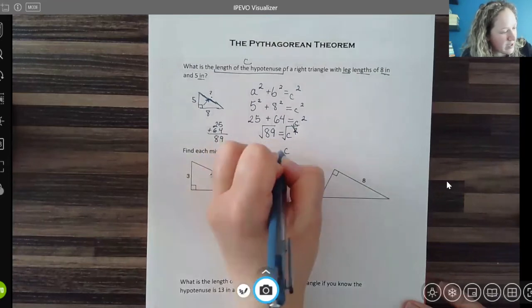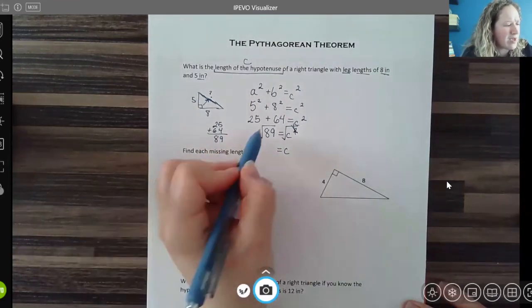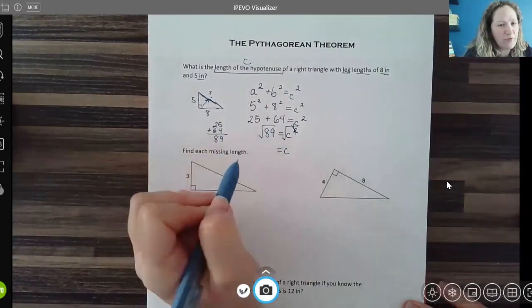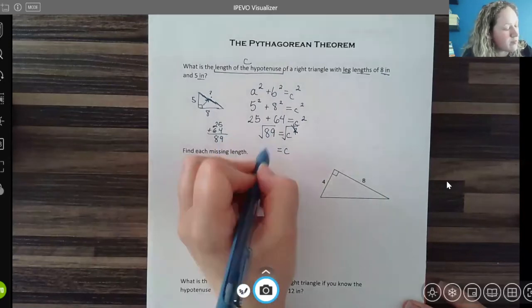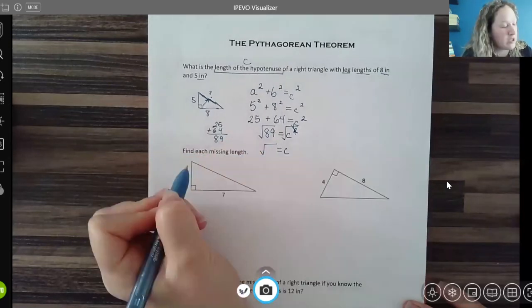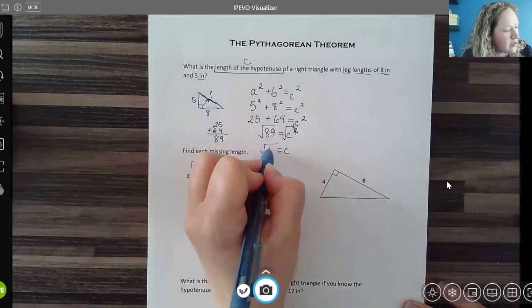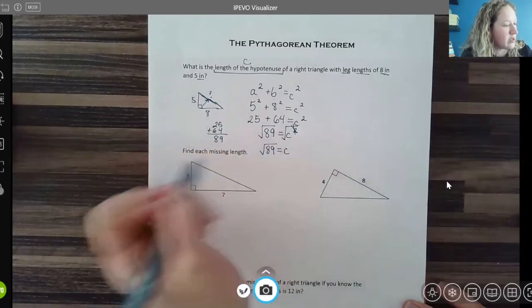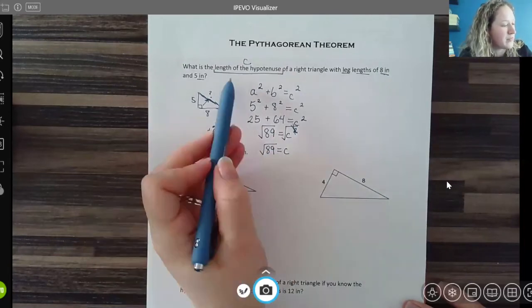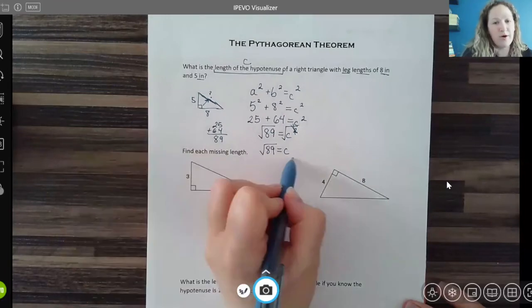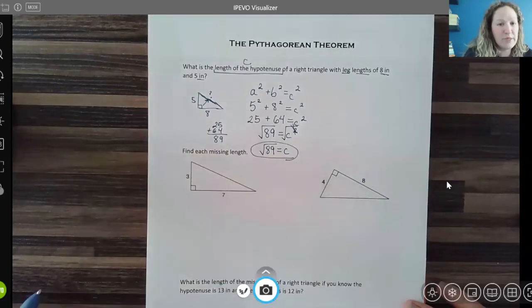So I have c by itself, and then 89, that's not a perfect square. It falls in between two different integers. So I could leave it just as the length of my hypotenuse is the square root of 89. So that would be my answer for this question.